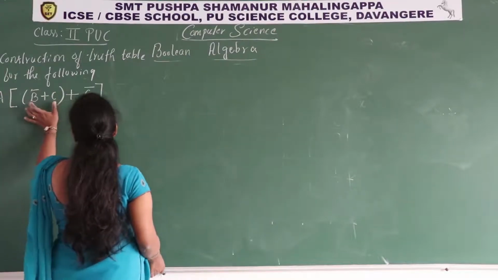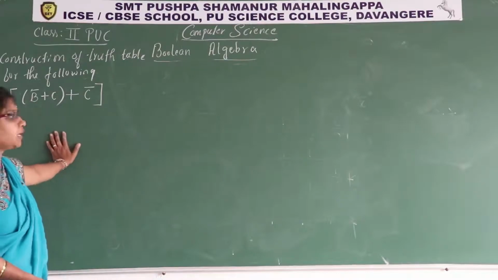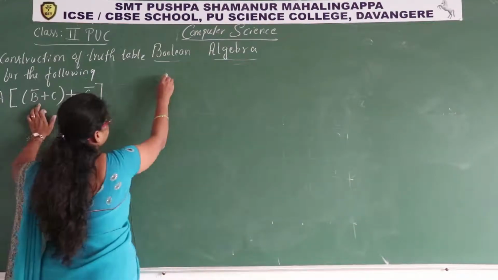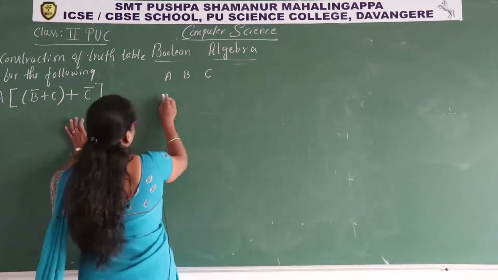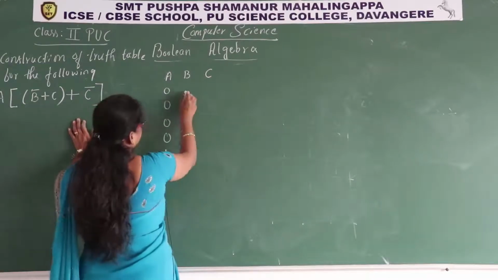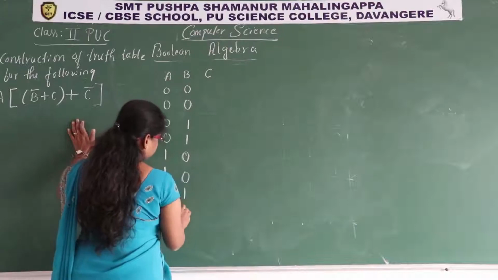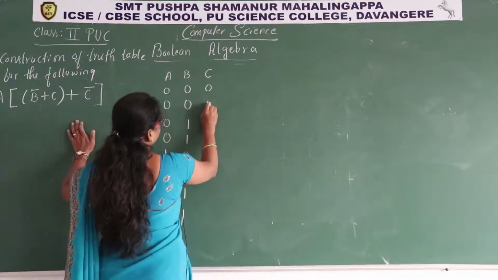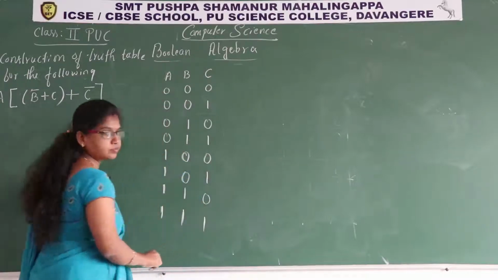Now, how many different variables? 3 different variables. So we have 8 combinations here: A, B, C. 4 zeros, 4 ones, 2 zeros, 2 ones, 0 1 0 1 0 1 0 1.